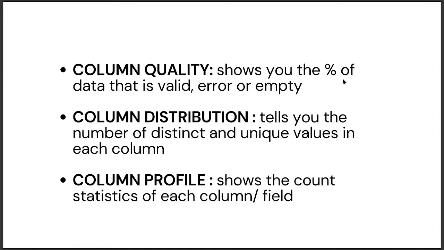Let's talk about column distribution. Column distribution tells you the number of distinct and unique values in each column. Now, this distinct and unique is a bit confusing, and I admit it was a bit confusing to me at first. Distinct values in a column is the count of all the values in the column, including duplicates and including nulls. I'll go over it again. Distinct values in a column is the count of the values in the column, including duplicates and including nulls. Now, I think that is a bit explanatory.